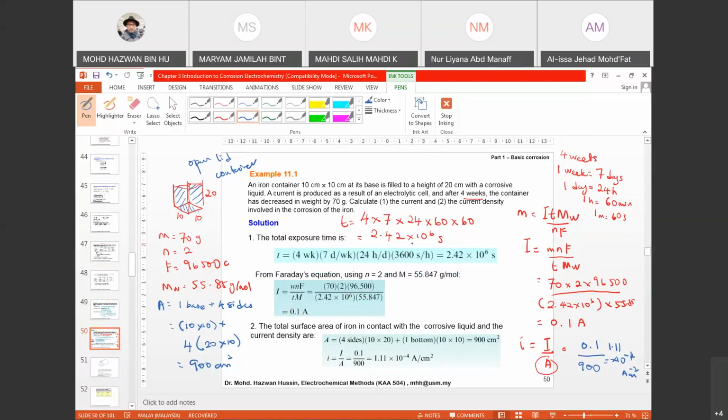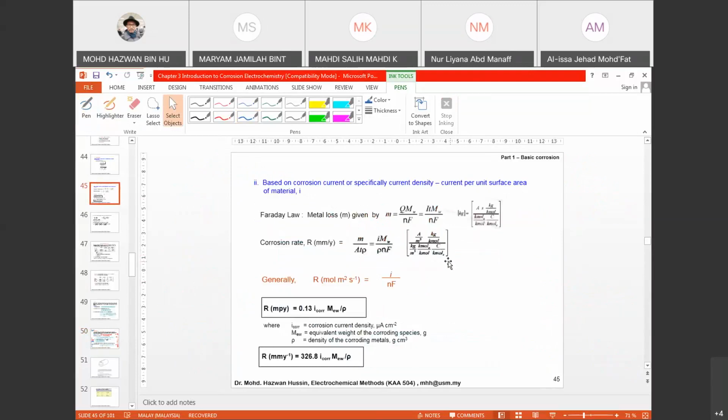What will be the corrosion rate? Anyone wanted to try? What will be the corrosion rate? So what would be the formula for corrosion rate if you still remember? So corrosion rate, CR, okay, unit is actually in what? MMPY or MPY? One micro, one in inch, 1 in centimeter.